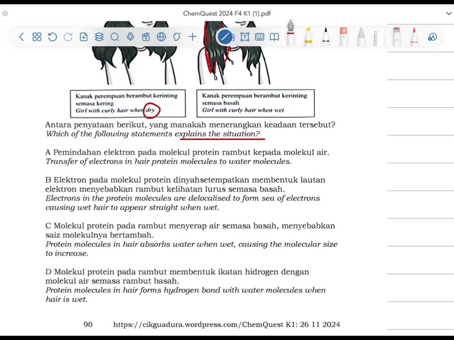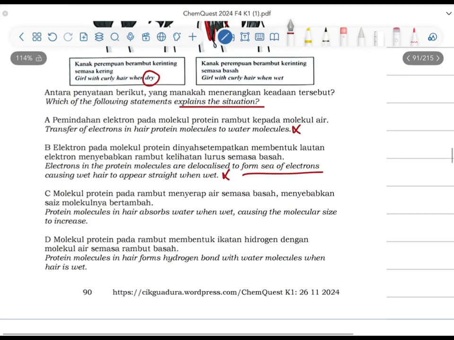A, transfer of electrons in the hair protein to the water molecules, no. B, electrons in the protein molecules are delocalized to form a sea of electrons, causing hair to appear straight when wet. It's not really also. This statement is a bit weird. C, protein molecules in hair absorb the water when wet, causing the molecular size to increase. This is a bit nonsense as well. So the answer would be D, the protein molecules in hair can form hydrogen bonds with the water molecules when the hair is wet.